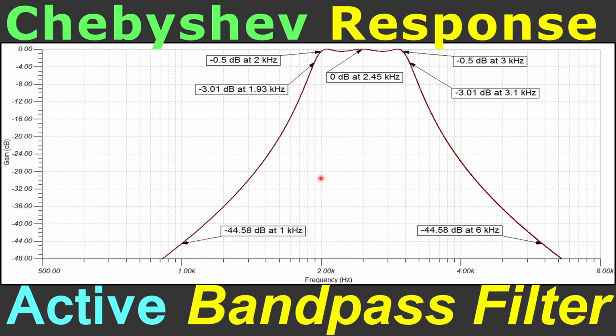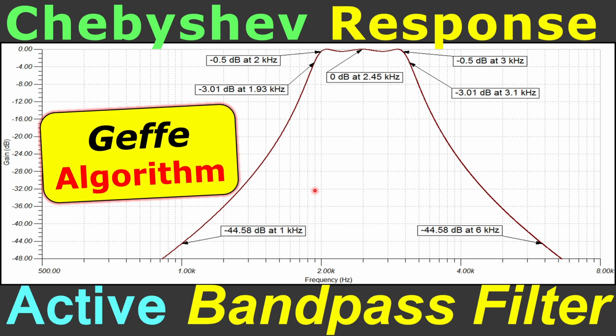Welcome to a new video about analog filter design. In this example, we will look at the Chebyshev response active bandpass filter design. We'll use the Geffe algorithm as we have done for the Butterworth response in the previous example.